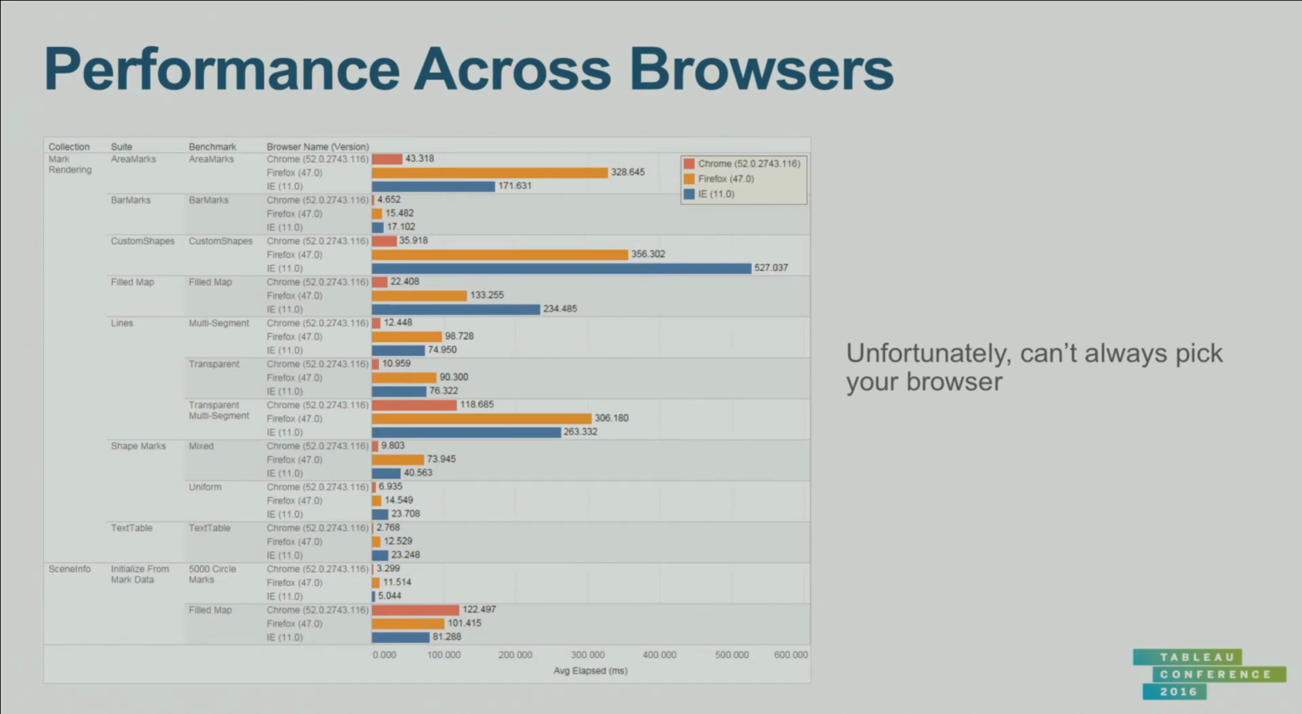The y-axis is different tests. Most of these are based on rendering visualizations. The different colored bar marks are different browsers. Red is Chrome, orange is Firefox, blue is IE, and the x-axis is elapsed time in milliseconds. Just looking at the magnitude of the bars, there's an order of magnitude difference in speed between some of them. Looking at the top result, it takes 43 milliseconds to render a visualization versus 300 milliseconds.